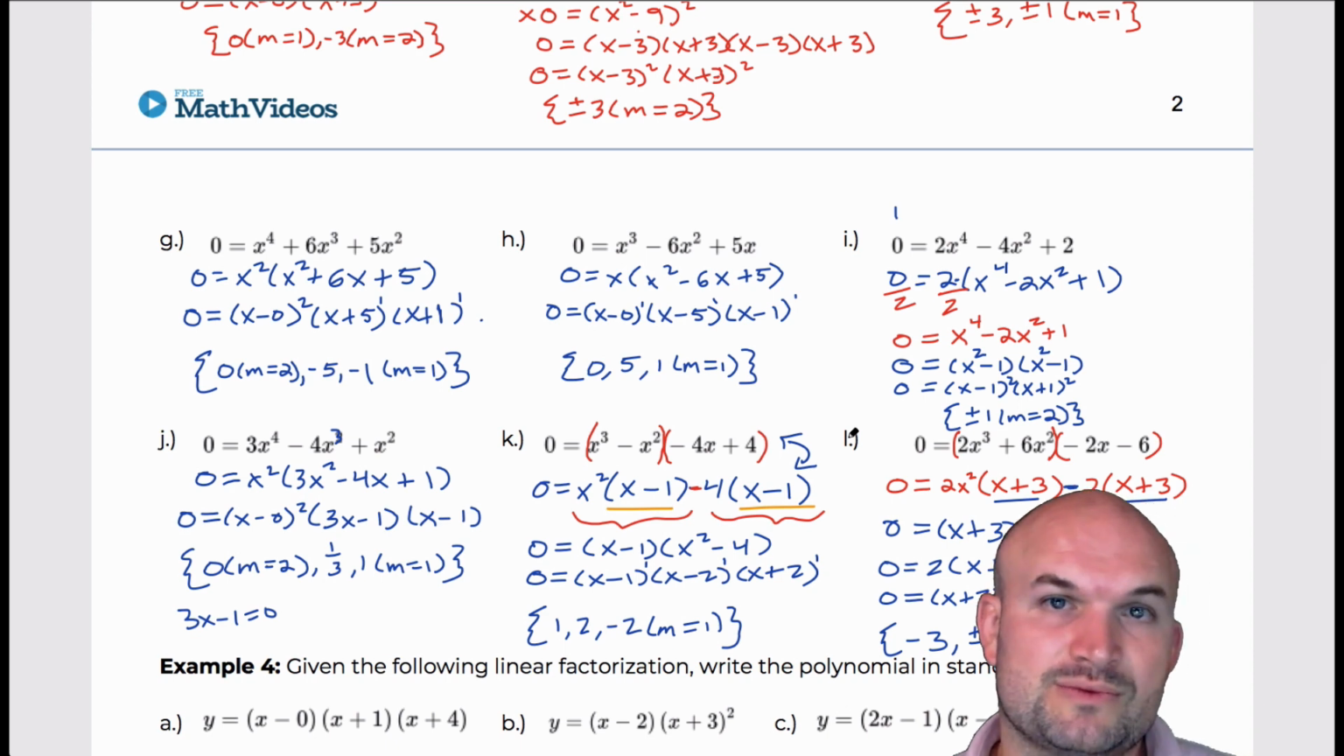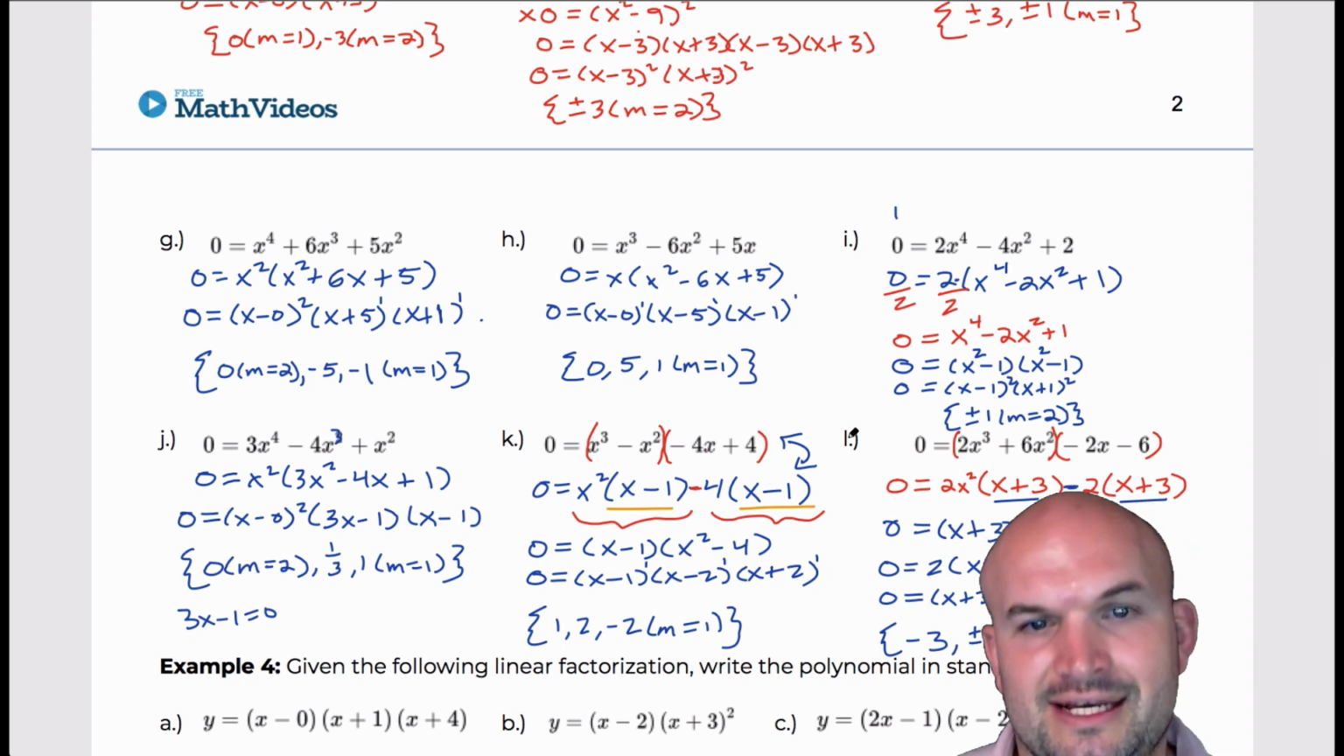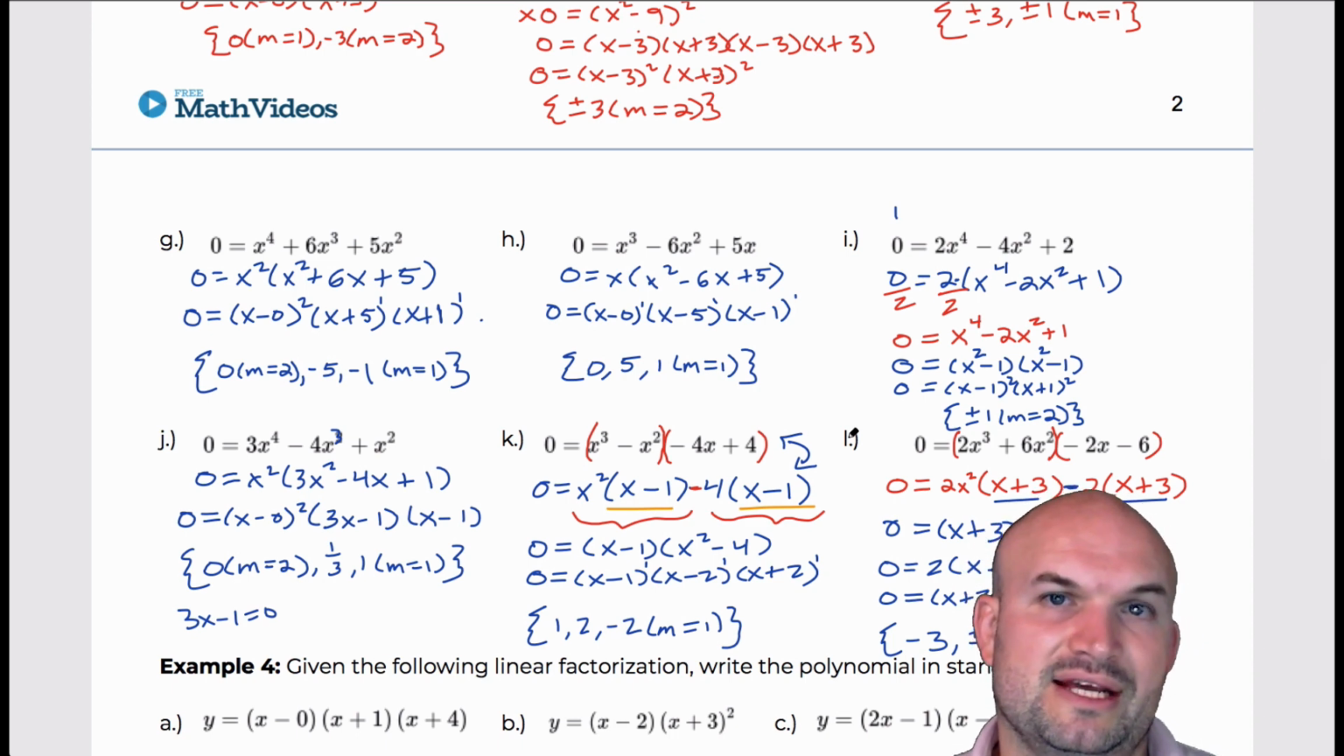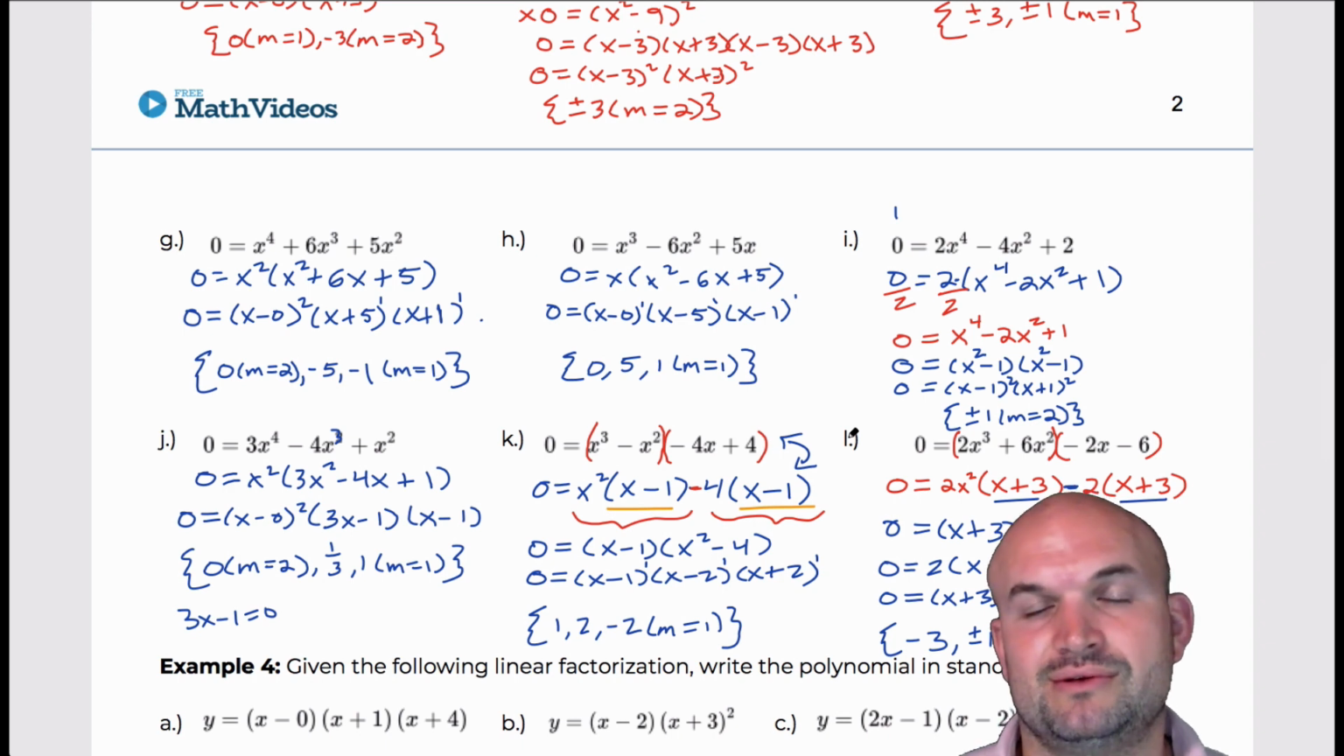Now what we're going to do is move into, rather than giving an equation and finding the zeros, what happens when we're given the zeros and the multiplicity, and how to write the equation of the polynomial. So that's coming up next.